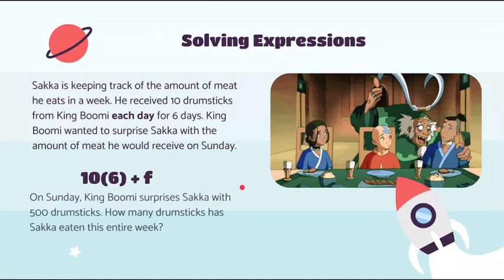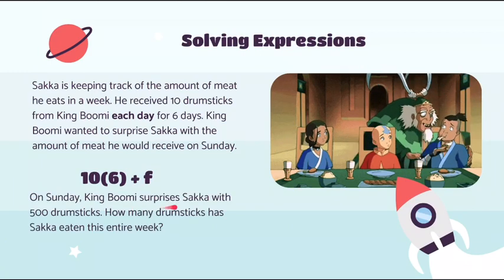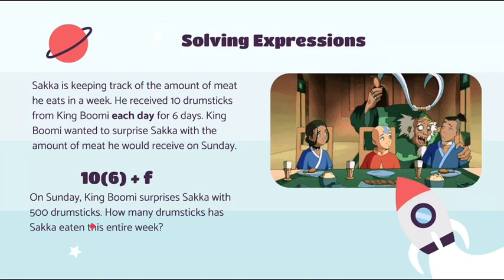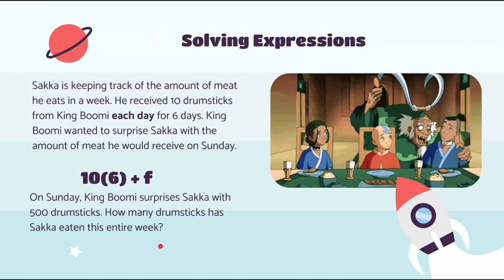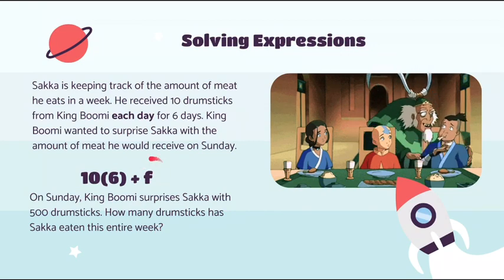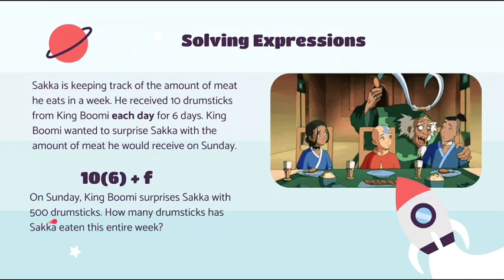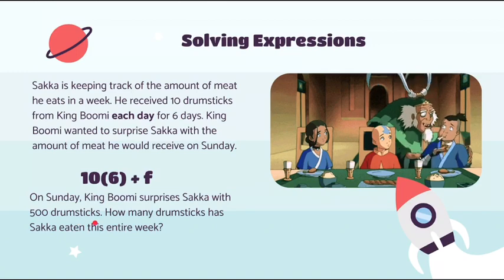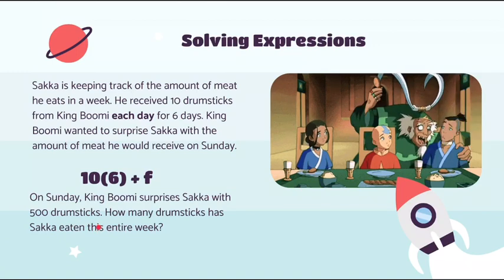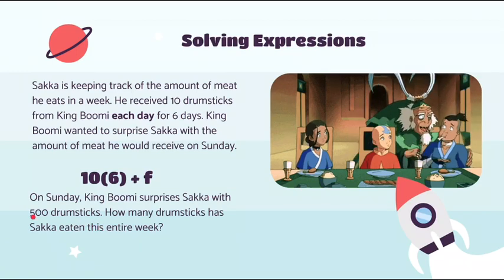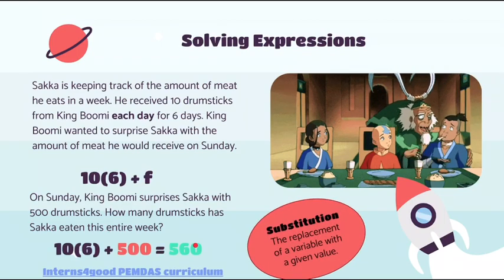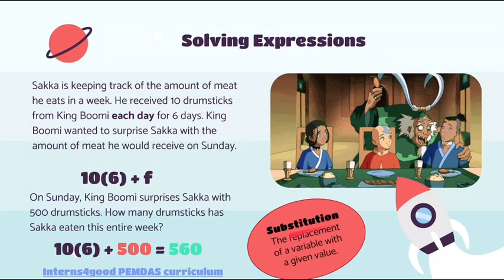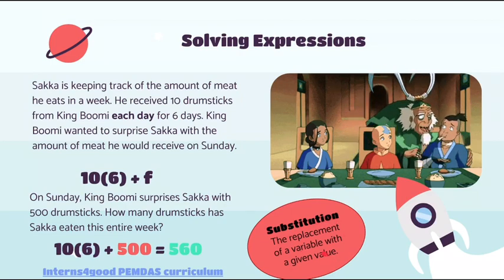Now, on Sunday, King Bumi surprises Sokka with 500 drumsticks. How many drumsticks has Sokka eaten this week? Now, this f is no longer a variable. We know that on Sunday, King Bumi gave Sokka 500 drumsticks. So now we will be using substitution to solve this. Substitution is a replacement of a variable with a given value.